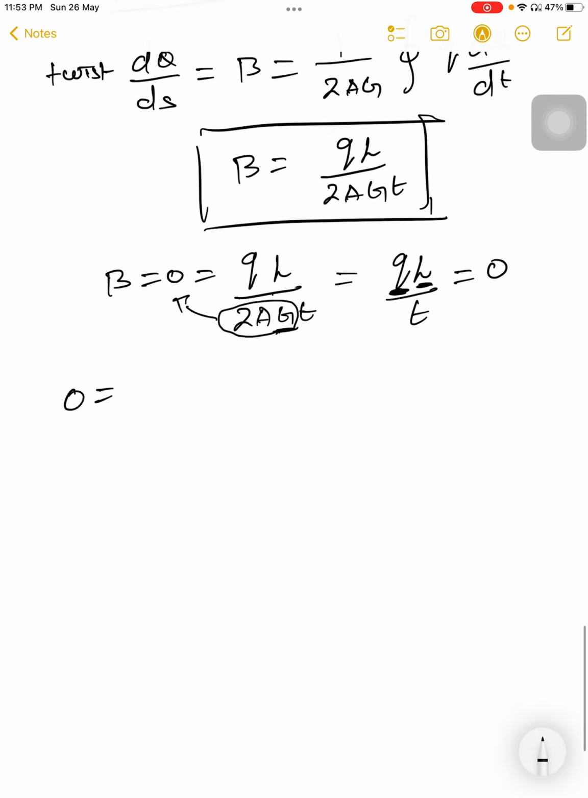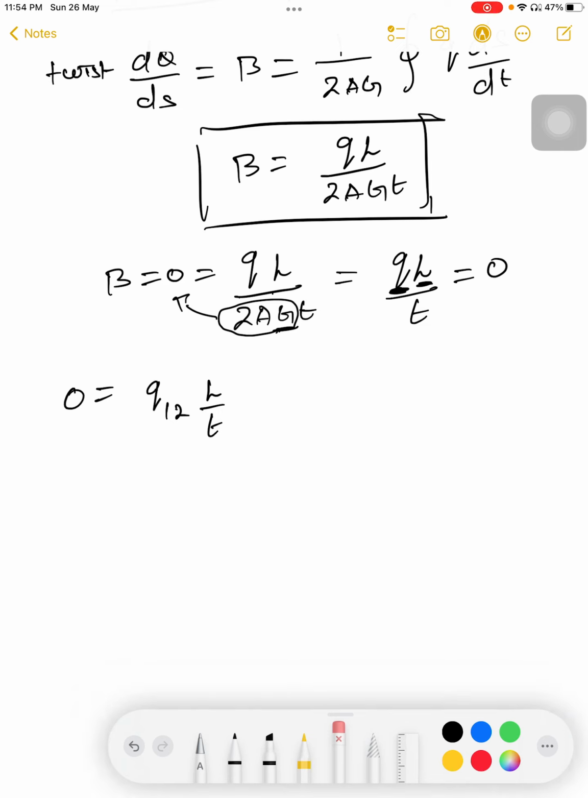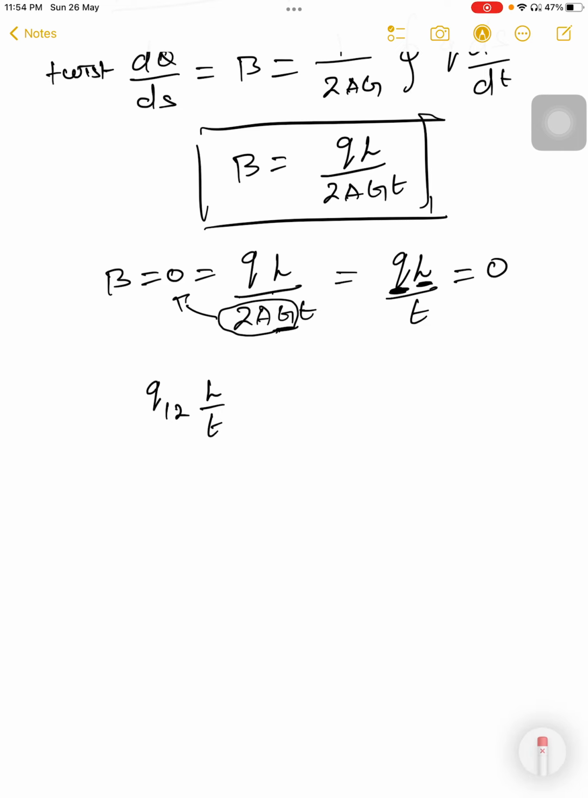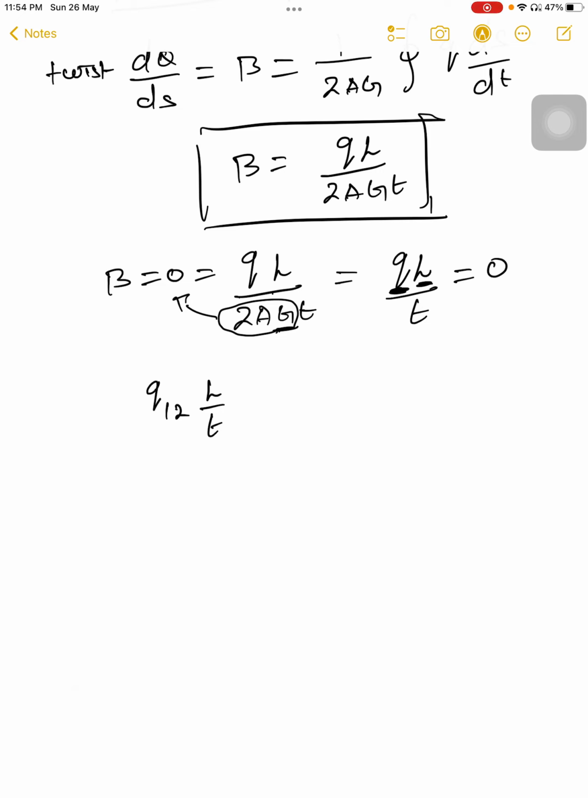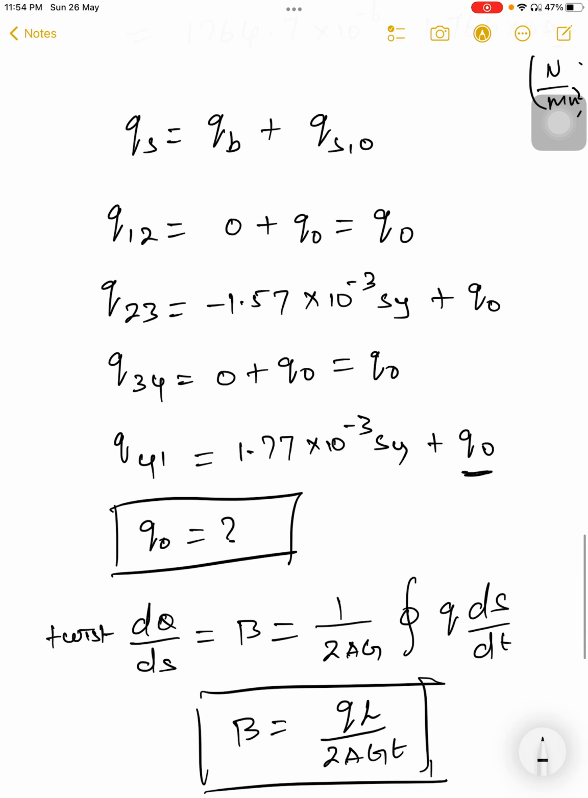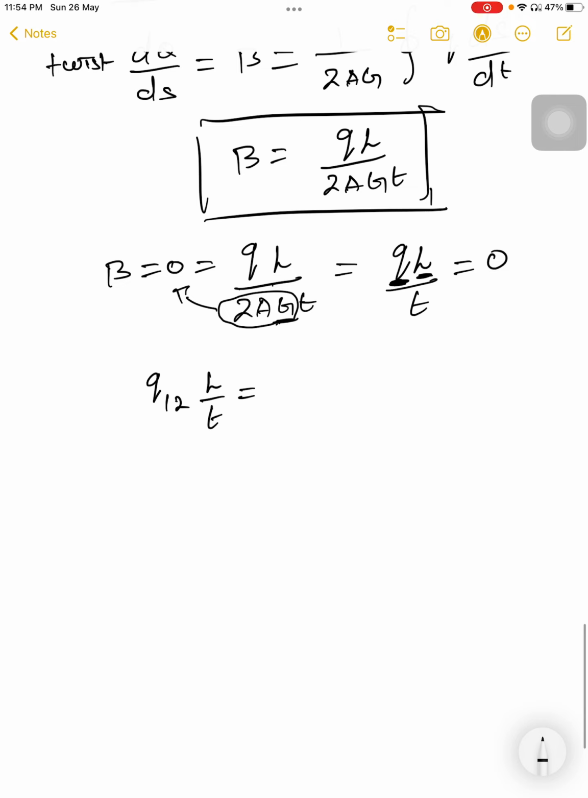We will take q12 into L into T. So I'm saying, for example, first we will take the first panel 1 2, qL into L divided by T. So for panel 1, what is our qL? qL is Q0. Q0 we will write. Now L and T for panel 1 2.